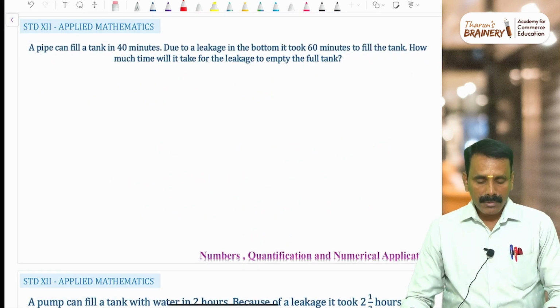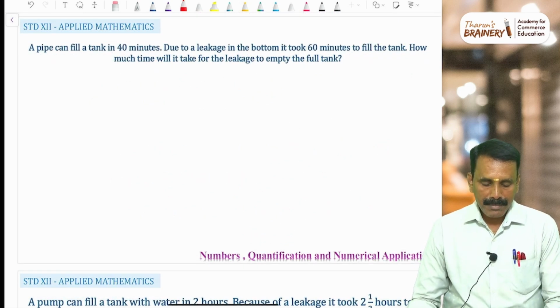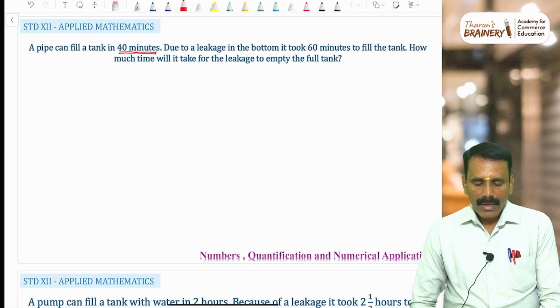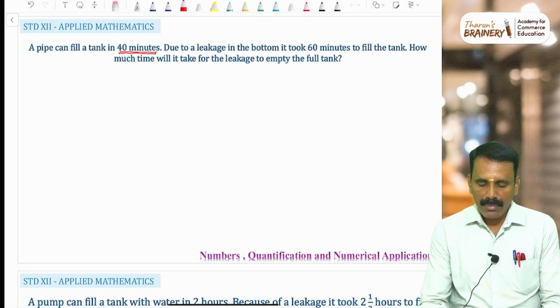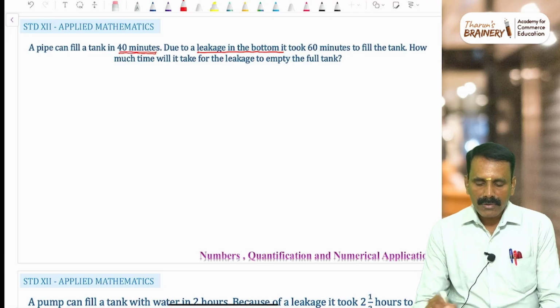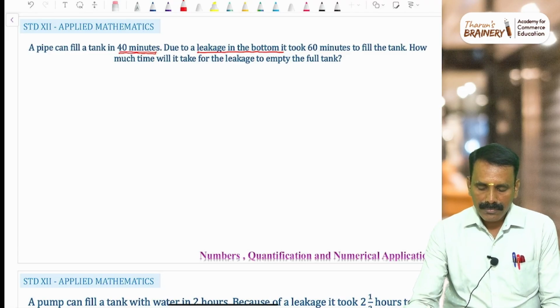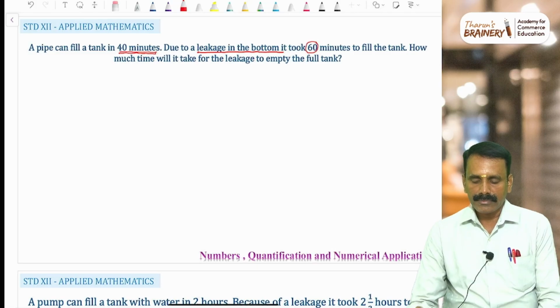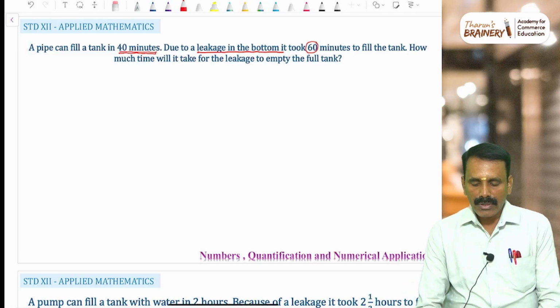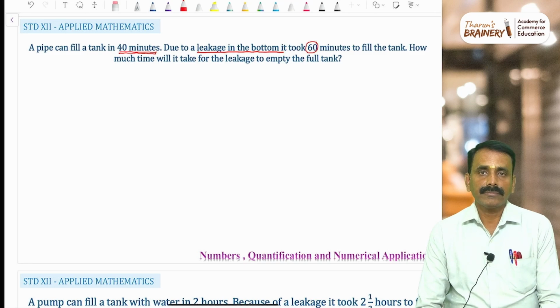Now we have another problem. A pipe can fill the tank in 40 minutes. In the tank, there is a leakage at the bottom. Because of the leakage, it took 60 minutes to fill the tank. How much time will it take for the leakage to empty the full tank?